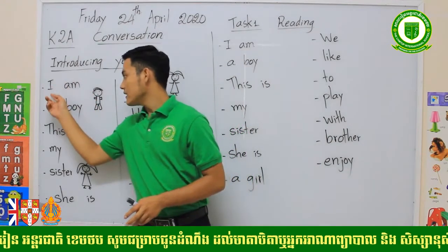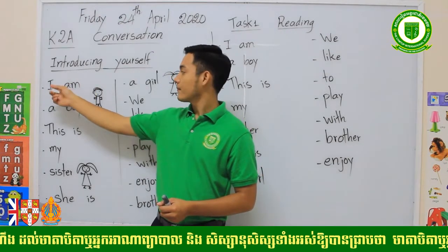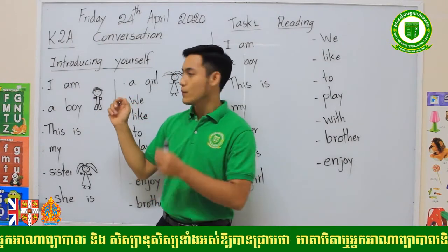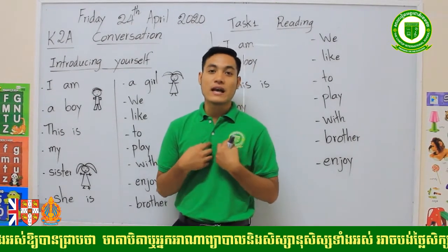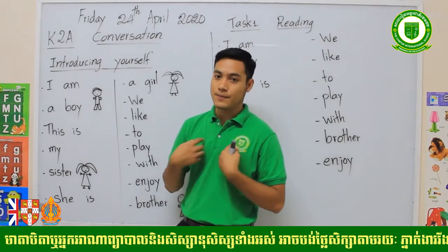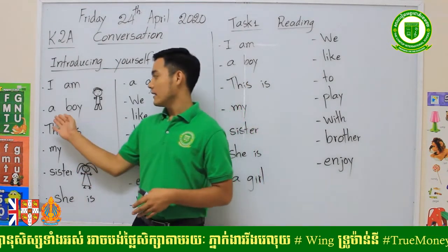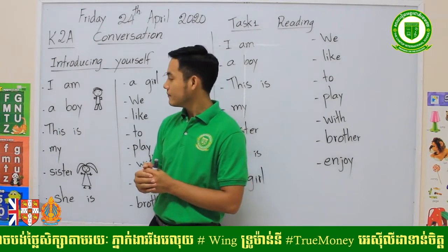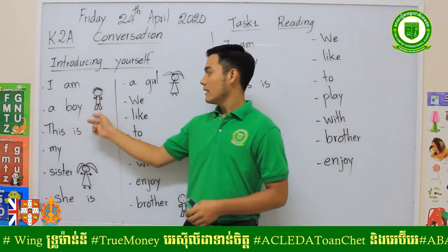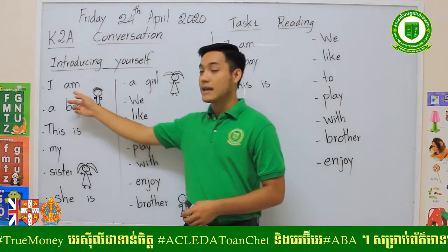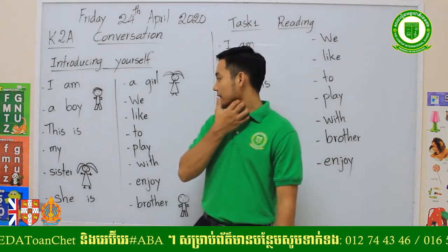So this one is "I am." "I am" refers to yourself. When you want to talk about yourself, you say "I am." For example, I say, "I am a teacher." And this one is "a boy." Look, he is a boy. If you are a boy, you say, "I am a boy."